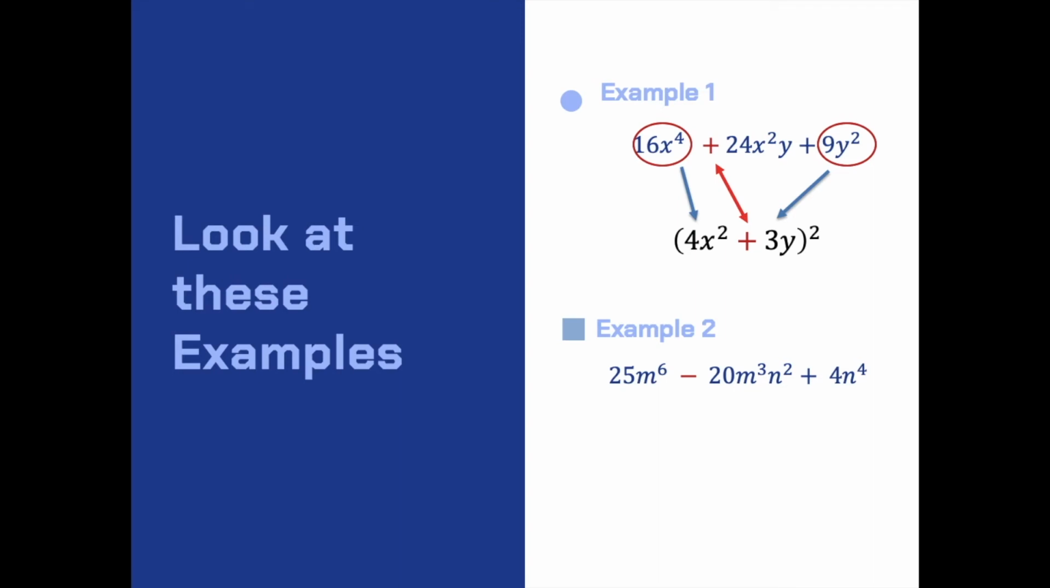How about the second example? 25m raised to 6 minus 20m cubed n squared plus 4n to the fourth. The first term is 25m raised to 6 and the third term is 4n raised to 4. Taking the square roots of the first and the third terms will give us 5m cubed and 2n squared. And since the sign of the second term is negative, therefore, our factored form is the square of the quantity 5m cubed minus 2n squared.